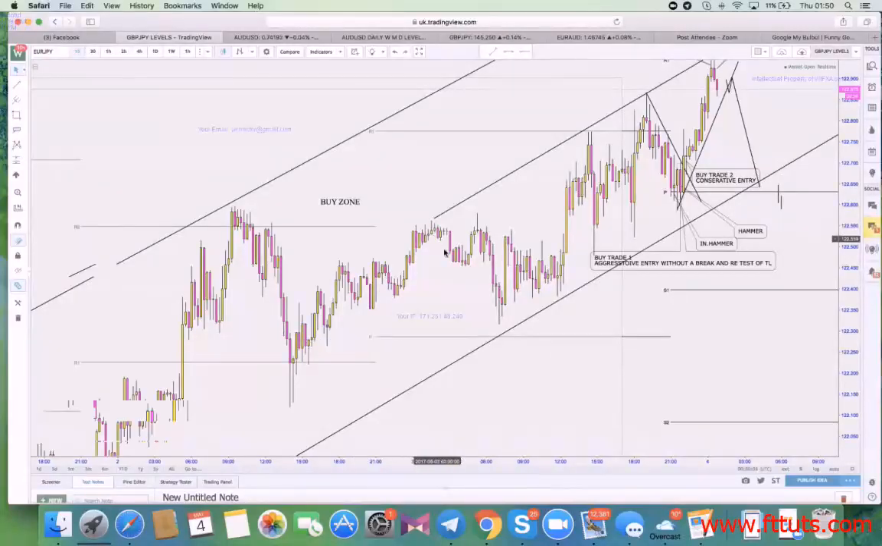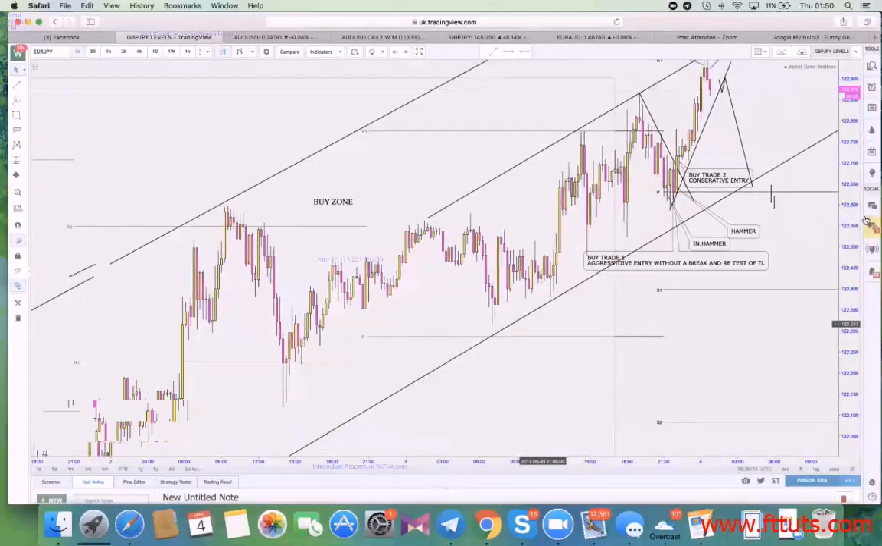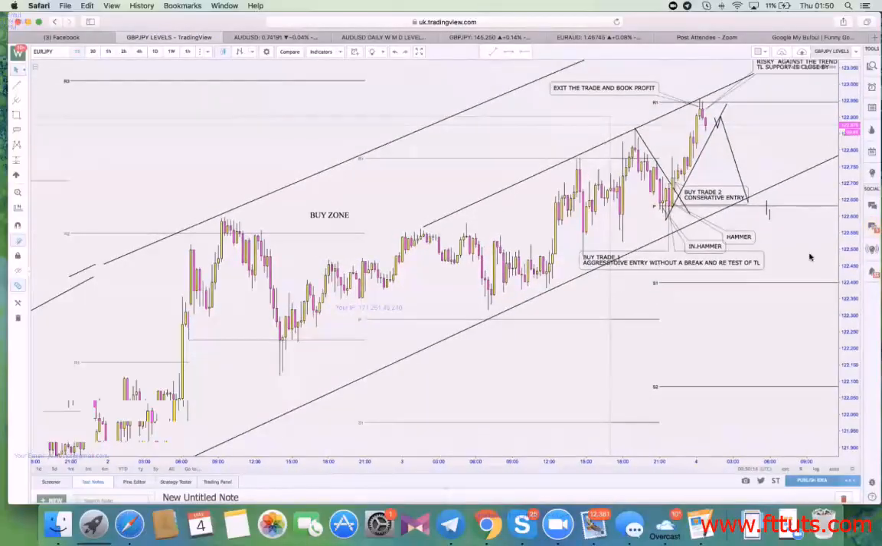Price went up, price went down, price went up, price went down, and eventually price came to the pivotal level. Can you see this? The price came to a pivotal level, and not only that, it was a channel support level as well. Can you see this, guys? Two reasons.